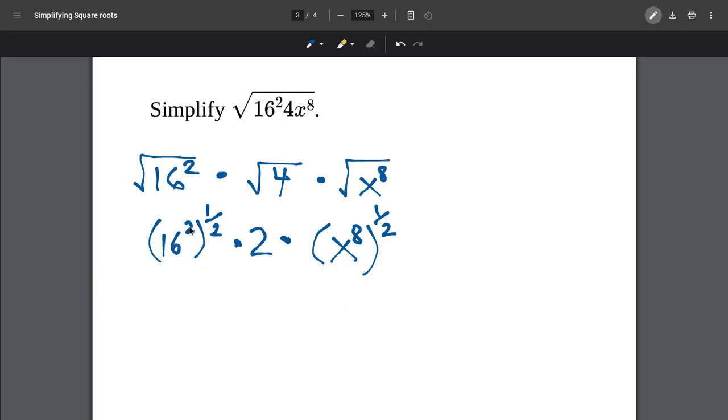Okay, so 16 to the 2nd power raised to the 1/2 power. We do 2 times 1/2, so that's 16 to the 1st power, which is just 16, times 2, times x to the 8th power to the 1/2 power, so we multiply the powers together. 8 times 1/2 is 4, so this becomes x to the 4th. 16 times 2 is 32, so this simplifies to 32 x to the 4th.